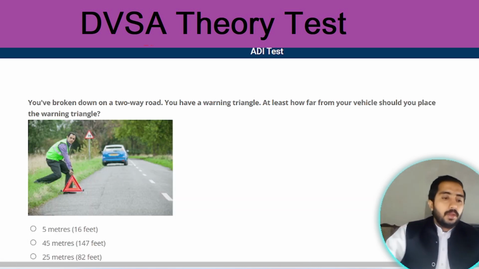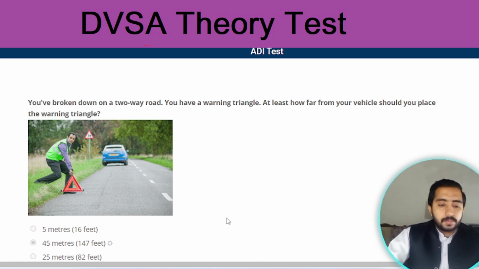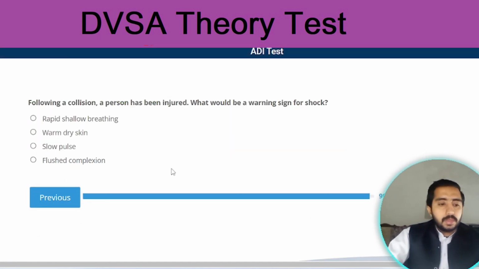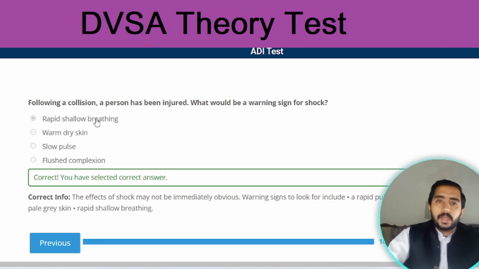Next question. You are broken down on a two-way road. You have a warning triangle. At least how far from your vehicle should you place the warning triangle? The warning triangle should be placed at least 45 meters from your vehicle. Option B is the correct one. Next one. Following a collision, a person has been injured. What would be the warning sign for shock? The warning sign for shock is rapid shallow breathing, which is option A.